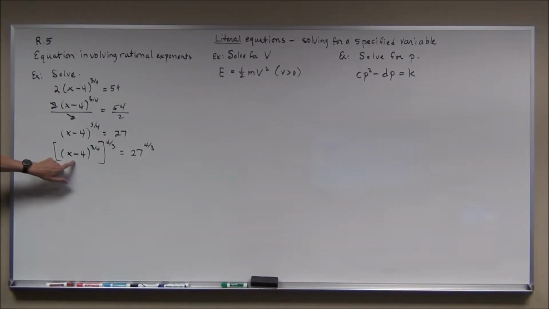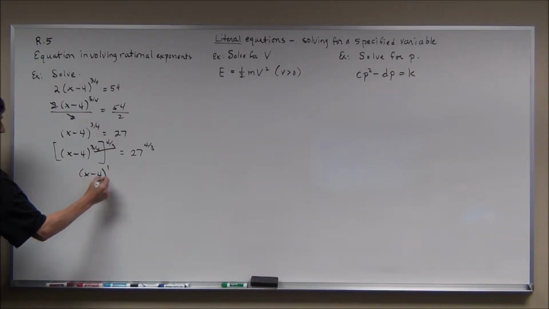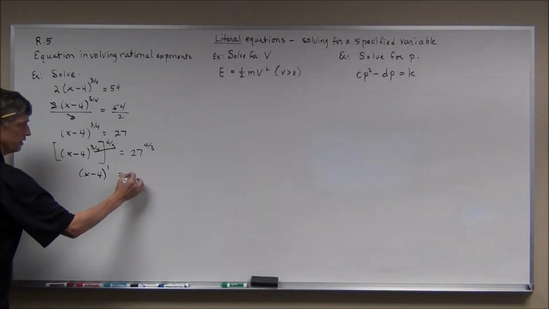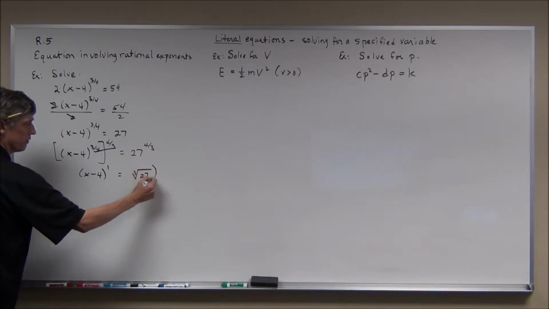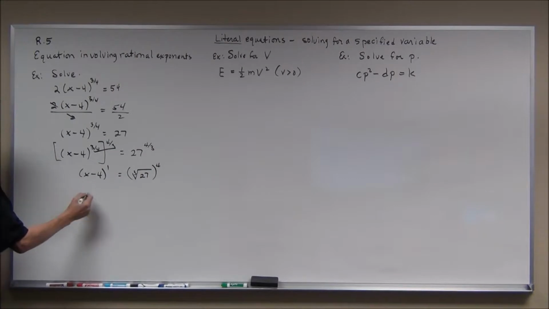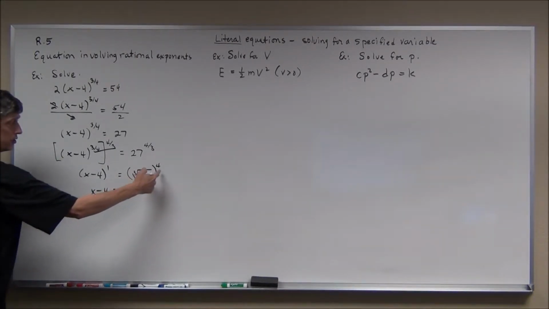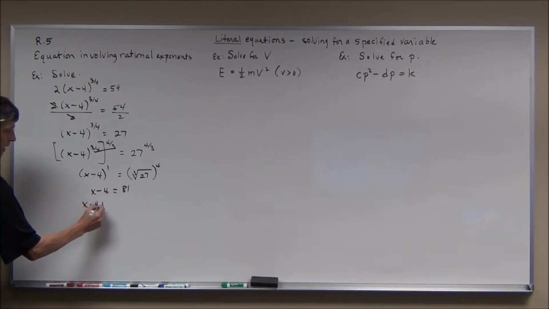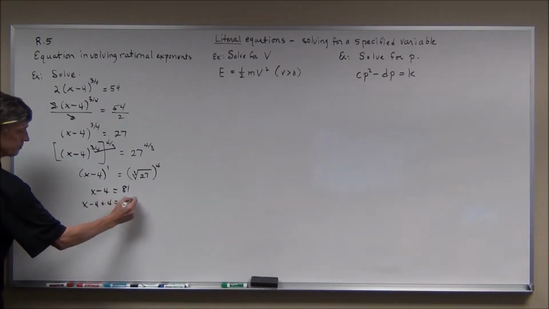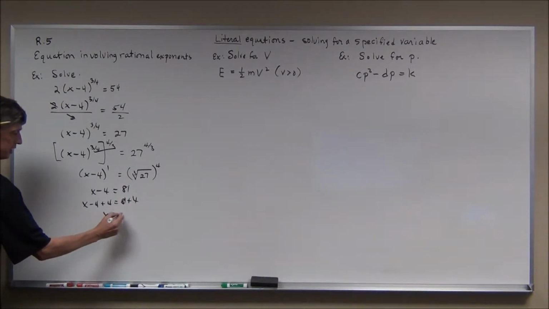Now x minus 4 raised to the 3/4 raised to the 4/3 power, power to a power. This is x minus 4 to the first power. Over here, this is the cube root, that's the index, of 27 raised to the 4th power. And this becomes just x minus 4, of course. And over here, the cube root of 27 is 3, and 3 to the 4th power is 81. Now I can finish this off by adding 4 to both sides. Adding 4 to both sides, and I have x is equal to 85.